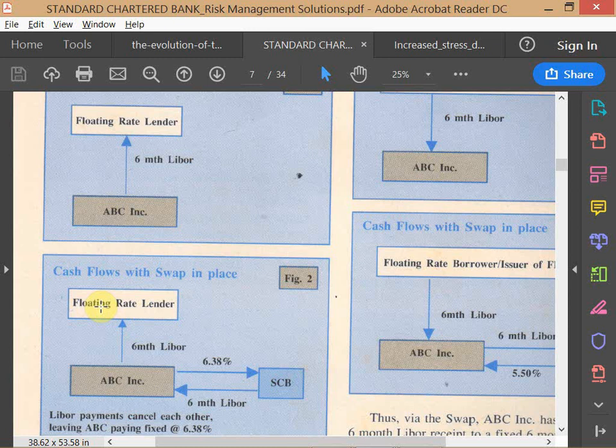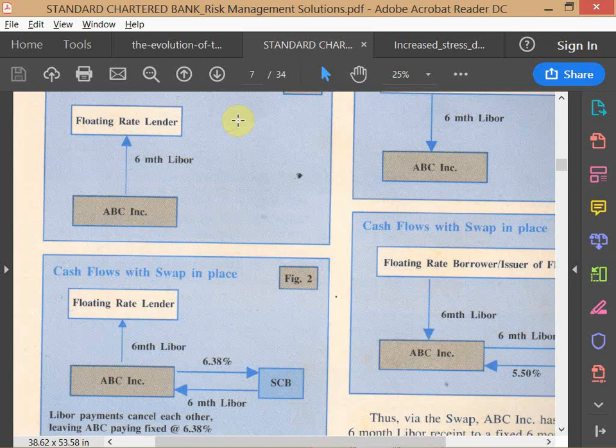Okay, so the issuer gets the advantage of good pricing. They are able to issue at 6 month LIBOR. Maybe in a normal situation they would have had to pay 20 BP over 6 month LIBOR, but because now there is tremendous demand for floating rate debt, they are able to issue it at LIBOR flat. Okay, so now the investor's problem is solved.